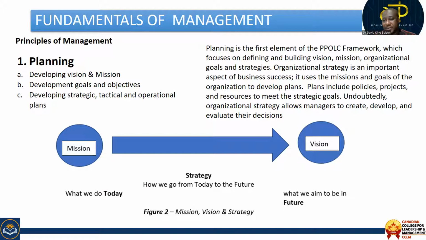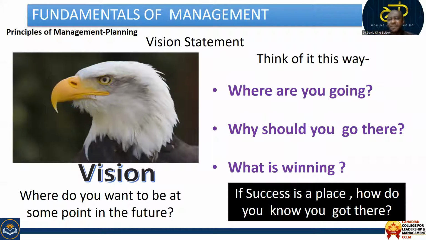So here, what we do today is the operation, the strategy is how we go from today to the future, and the vision is what we aim to be in the future. And this is a simple model, but I want to take you deep into this and look at vision from the perspective of how the eagle sees. Research has shown that this eagle at the top sees some 1,000 kilometers when it flies.